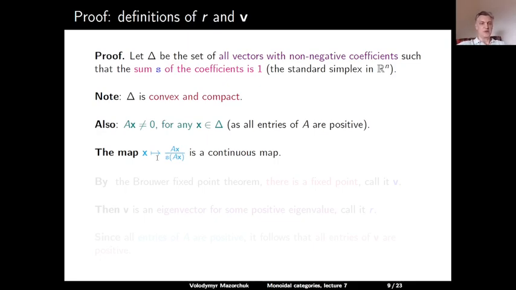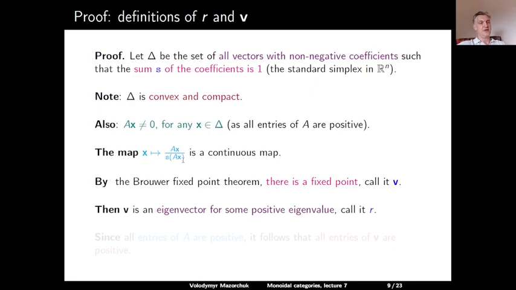By definition, the outcome is again a vector in delta, so this is a map from delta to delta, and obviously this map is continuous because the denominator can never be zero, because Ax is a non-zero vector with non-negative real coefficients. So, by the Brouwer fixed point theorem, there must be a fixed point. Let's call this fixed point V. So V is an element in delta such that if we apply A to V and divide by the sum of the coefficients in the outcome, we will get V. So by definition then, V is an eigenvector for some positive eigenvalue. Let's call this eigenvalue R.